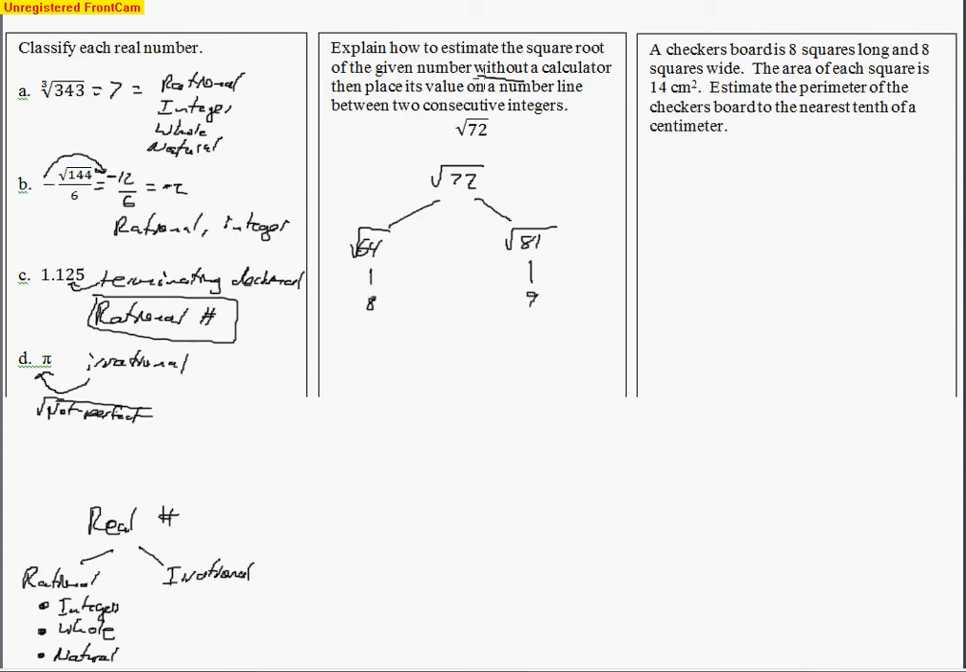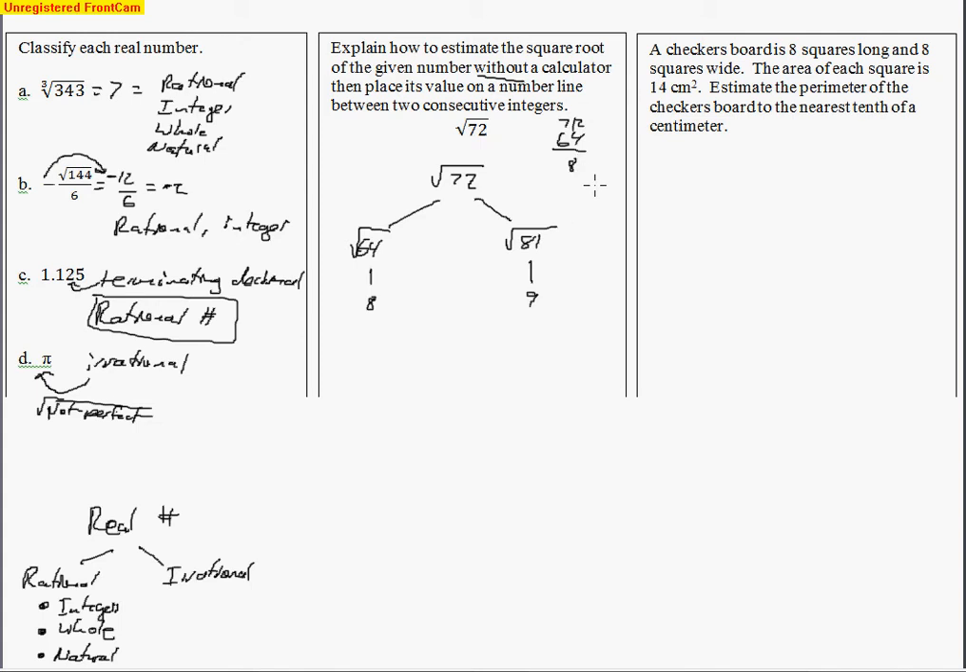So I'm supposed to place its value on a number line between two consecutive integers. Well, that's where it's between. I can tell which one it's closer to by looking at 72 and seeing which one 72 is closer to. Is it closer to 81 or is it closer to 64? And so you can find that out by subtracting. See, if I subtract these two numbers, that gives me 8.